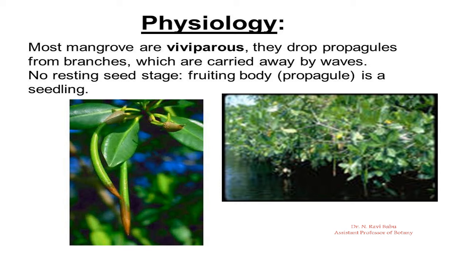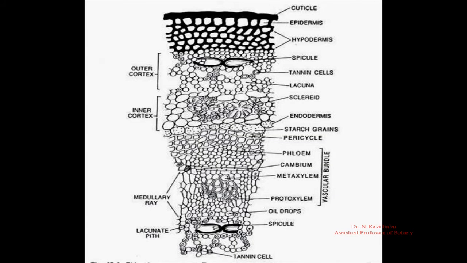Friends, now let us move on to the anatomical adaptations. Here, the epidermal cells of the stem are heavily cutinized. Cutinized in the sense, dear friends, the cuticle is very thick here, almost squarish, and the cells are filled with oil and tannins.